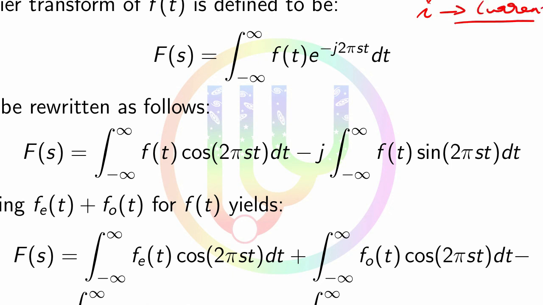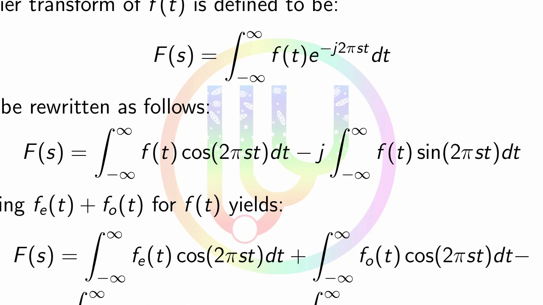Therefore, instead of I, they will use j. Okay, so this is an engineering notation. And also, instead of this 1 by root 2 pi they have this 2 pi here. Okay, so this is just another notation for the Fourier transform. Okay, now what we are doing is searching for the symmetry of the Fourier transform.